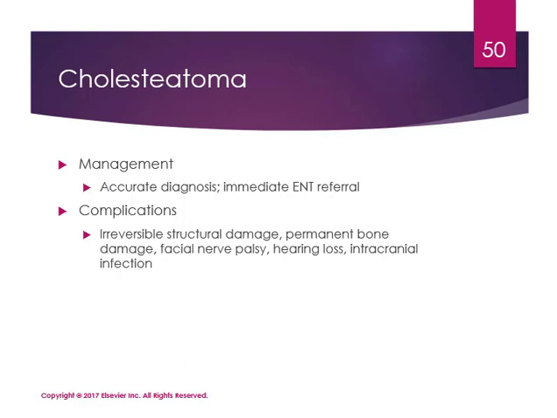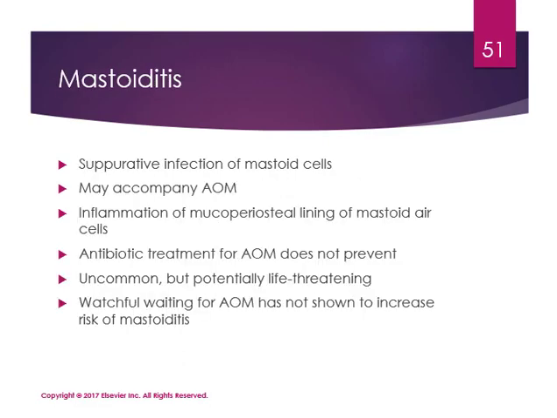Because there are other concerns as it grows, it can cause more damage. Complications might include irreversible structural damage, permanent bone damage, facial nerve palsy, hearing loss, and intracranial infections. So let's talk about mastoiditis. It's a suppurative infection of the mastoid cells and is often seen with acute otitis media.